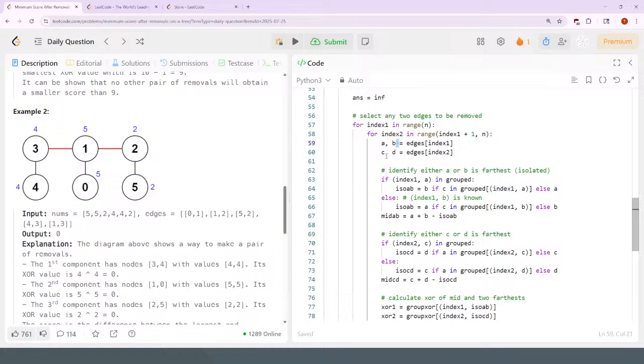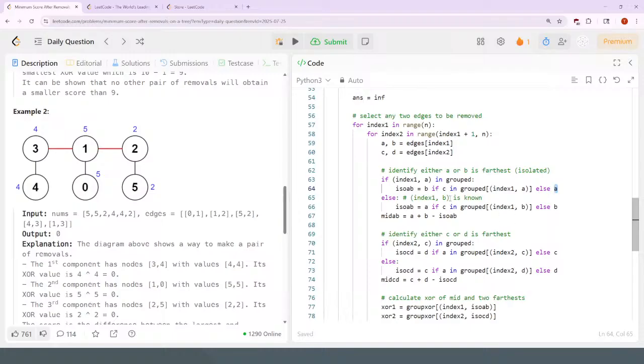Either A or B will be farther away, or the farthest isolated group from CD. So depending on whether you have information for this edge with A set or this edge with B set, if you know for this edge A, then the isolated or the farthest one is going to be B if C is closer to A. I could also use D, but if C is closer to this thing, which means D is also closer to this thing, then B is going to be the farther away. So I can think of B as the isolate group. Otherwise, A is the isolate group.